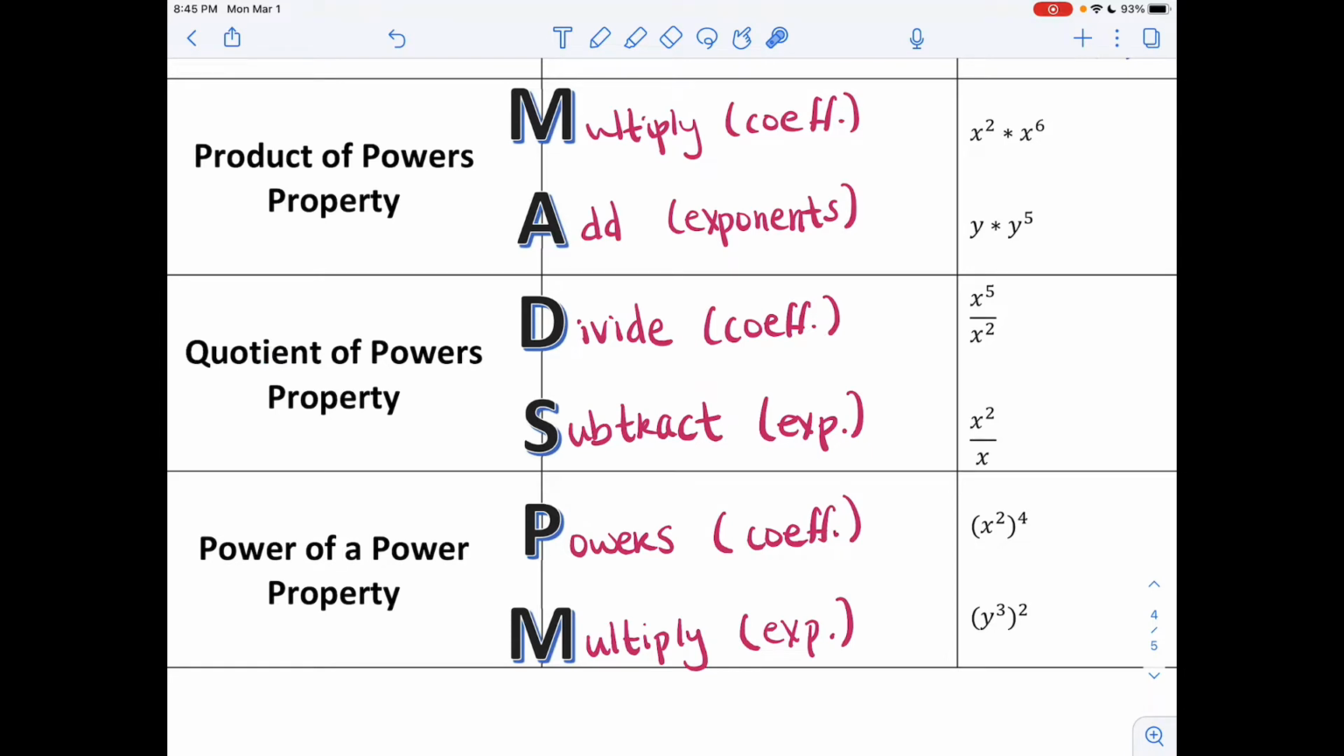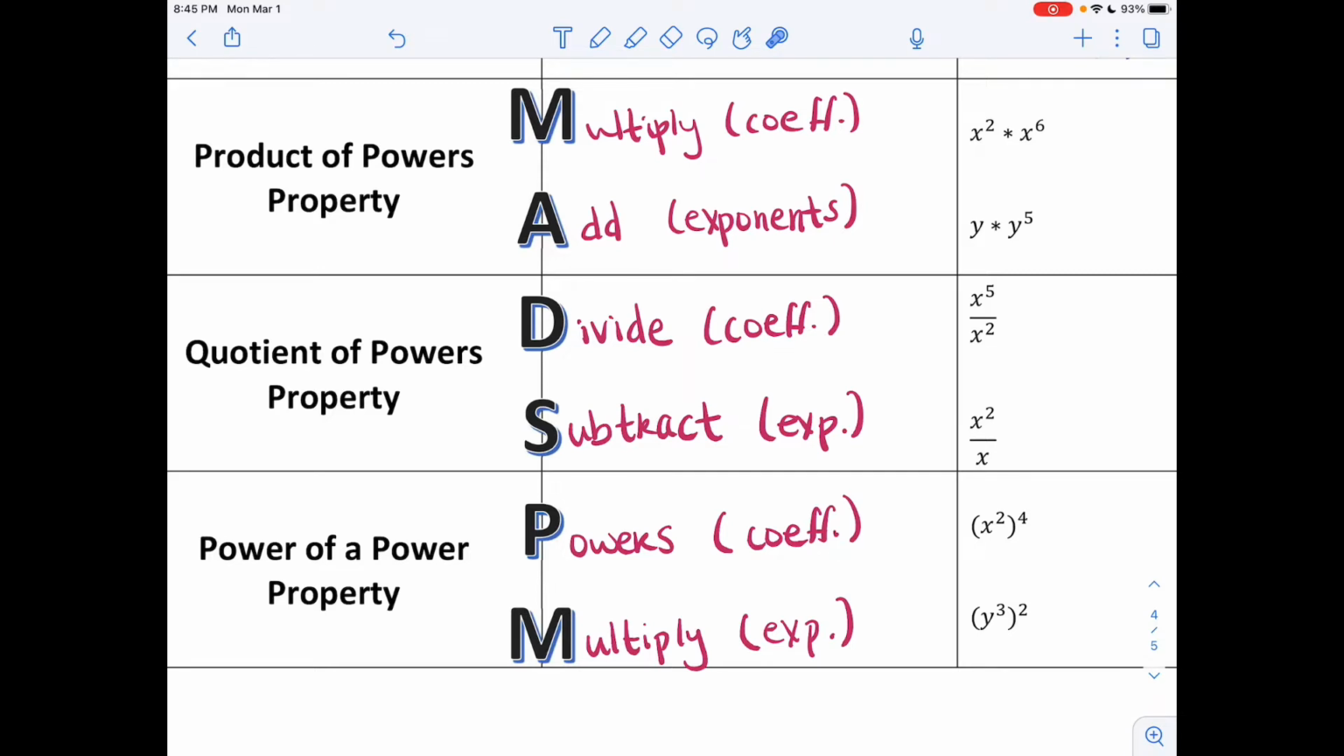Our quotient of powers, well, quotient is the result of dividing, and so we will divide our coefficients, but we subtract exponents. And then finally, our power of a power property. So this says if we have something raised to a power, and we raise that thing to a second power, so power of a power, our powers are taken on the coefficients, but we multiply exponents. So whatever the exponent is inside parentheses, we multiply that by the exponent outside parentheses for our variables.